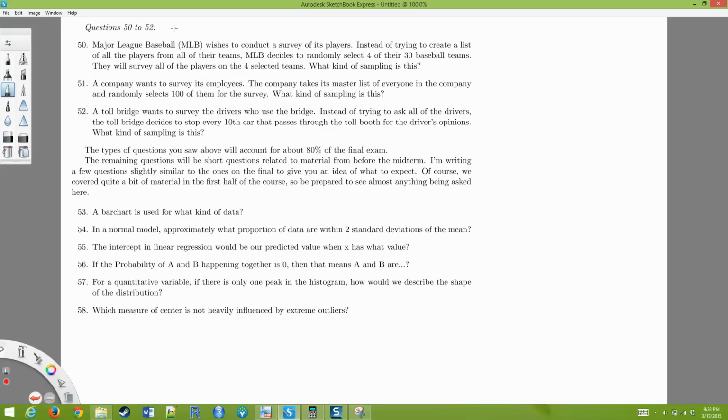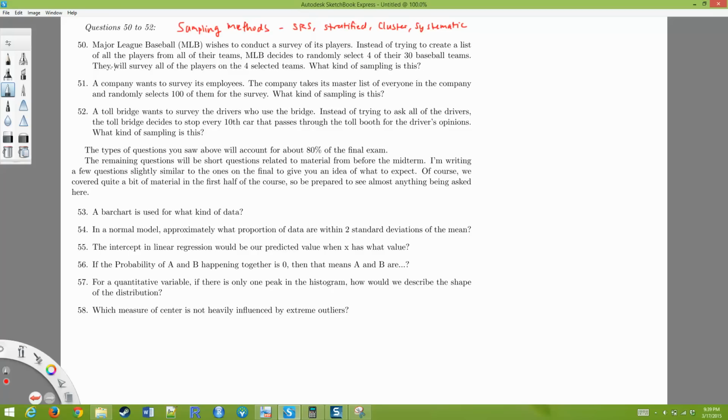Okay, so this is identify the sampling methods. We know that there are 4 sampling methods. Do you remember? Simple random sampling, stratified, clustered, and systematic. All right. So number 50, I'll read through this.